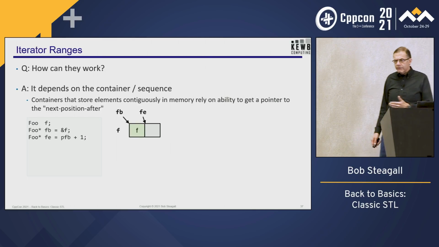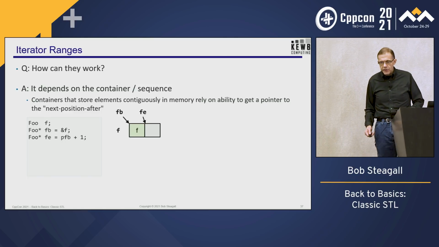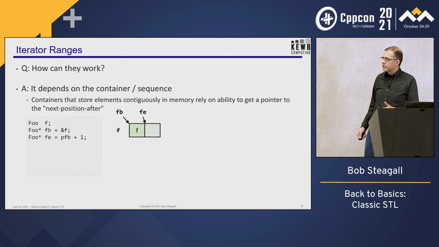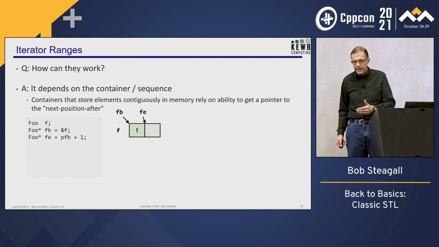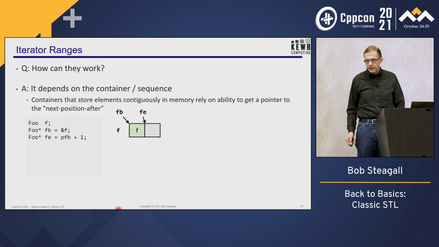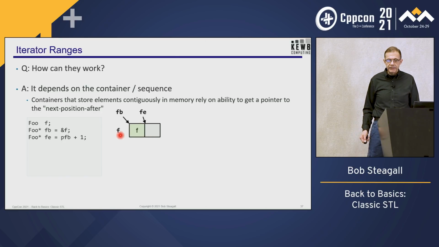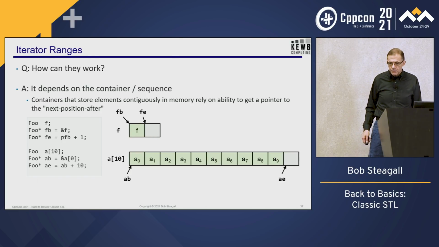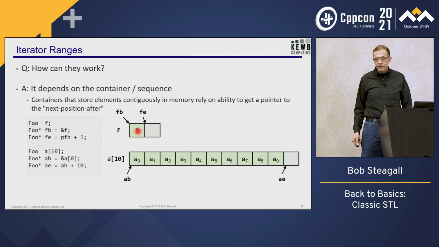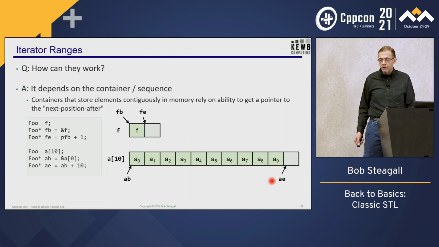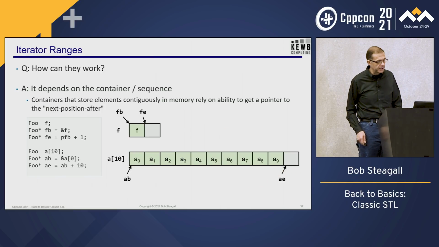So here we've got a single object, and we can get a pointer to it, and we can get a pointer to the memory location immediately after that object. In this particular example, we're using raw pointers as iterators, so our begin pointer is the element, and our end iterator is the memory location immediately after that object. For arrays, it's a very similar principle. Our begin iterator is a pointer to the first element, and our end iterator is a pointer to the memory location after the last element in the array.